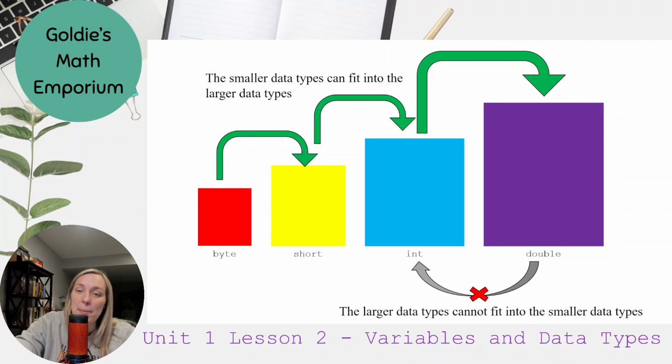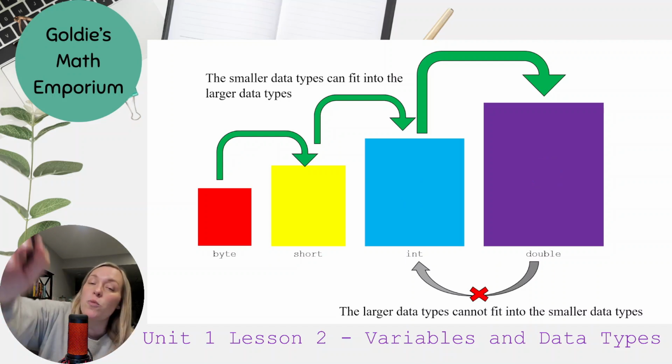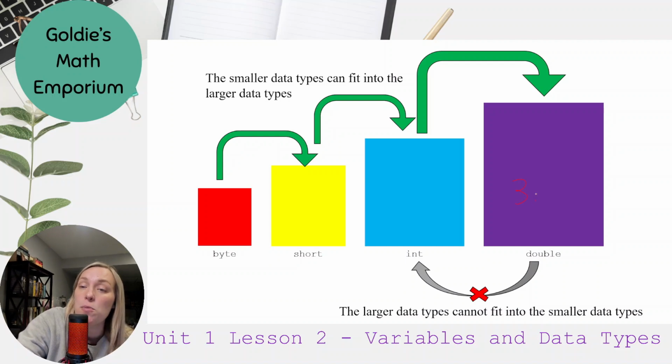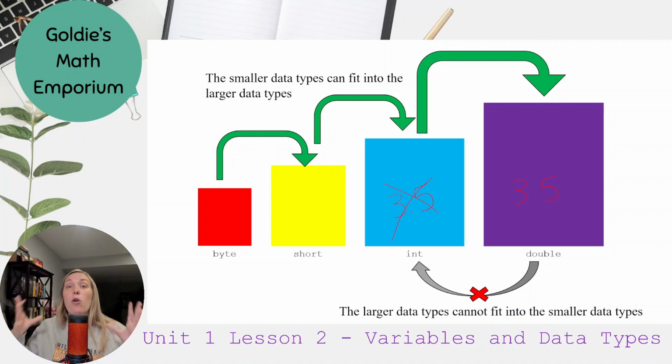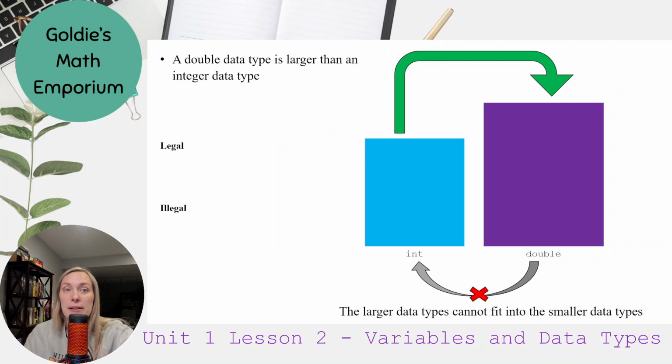But the opposite way is not true. The larger data types cannot fit into a smaller data type. So if we had a 3.5, we cannot put a 3.5 into an integer, okay? That would be considered an overflow error, like our leftovers overflowing, okay?